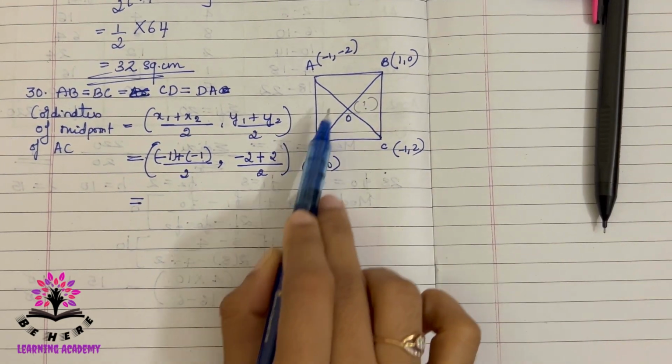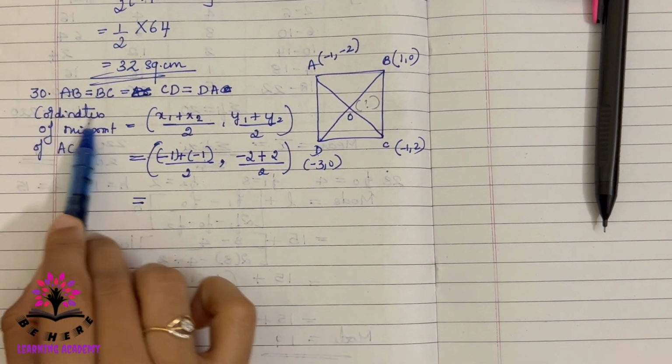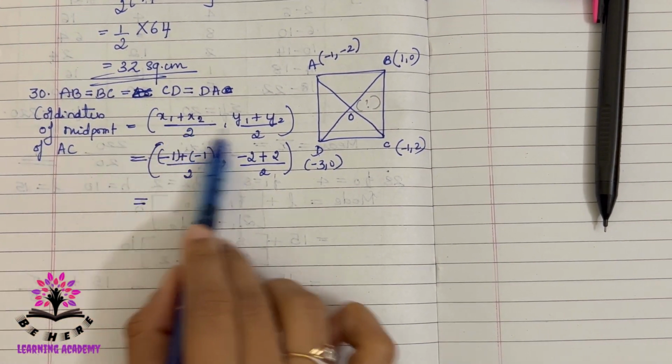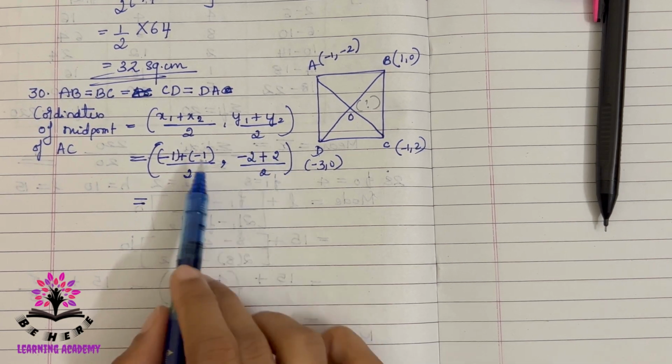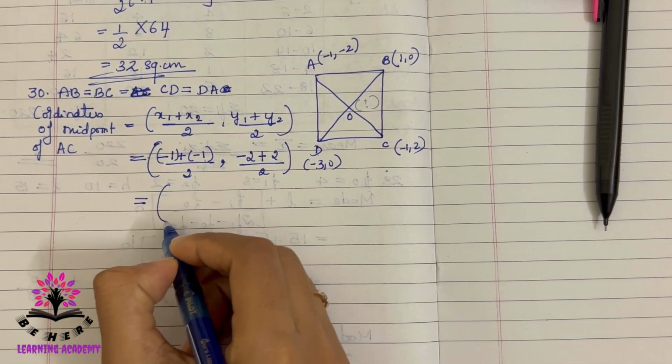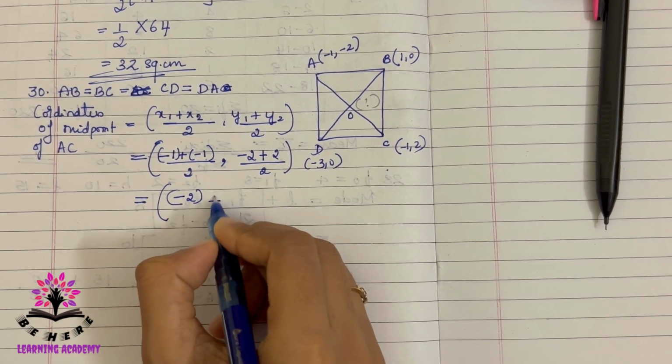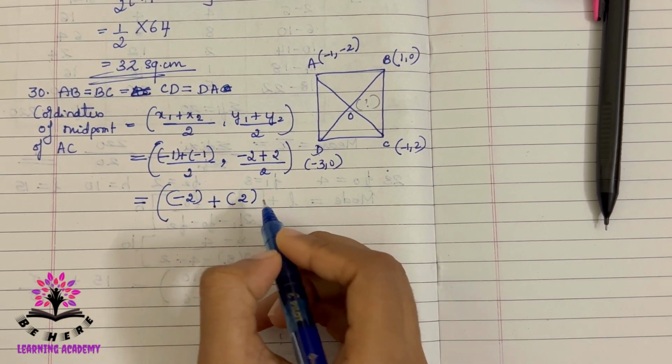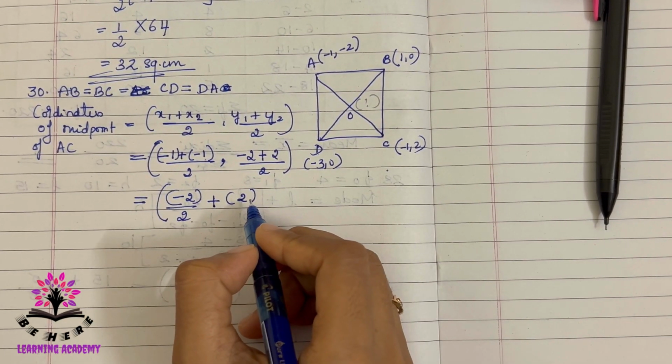Vertices of a square ABCD are given. AC and BD are diagonals. They are intersecting at O. So you have to find out the length of the diagonal and the point of their intersection. First, let us find out point of intersection. That is nothing but O. So I am applying here midpoint formula.